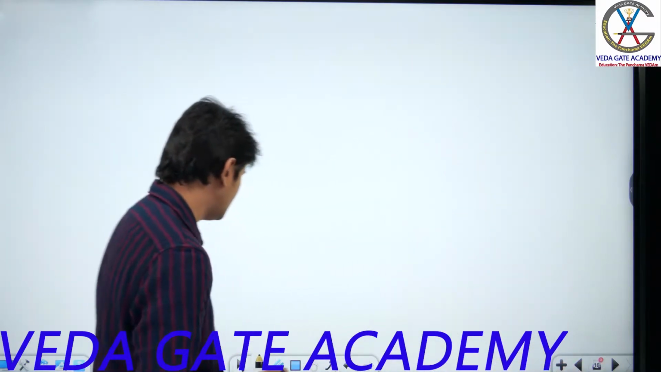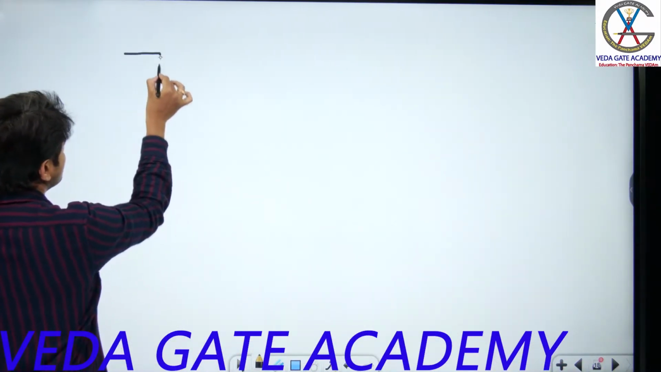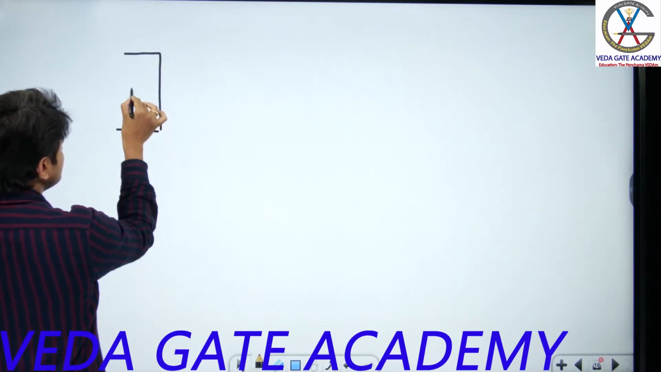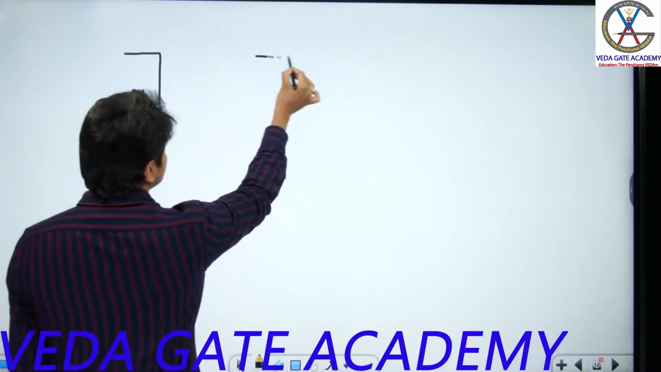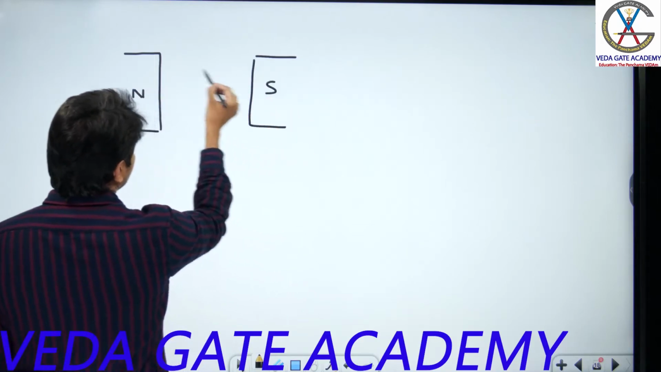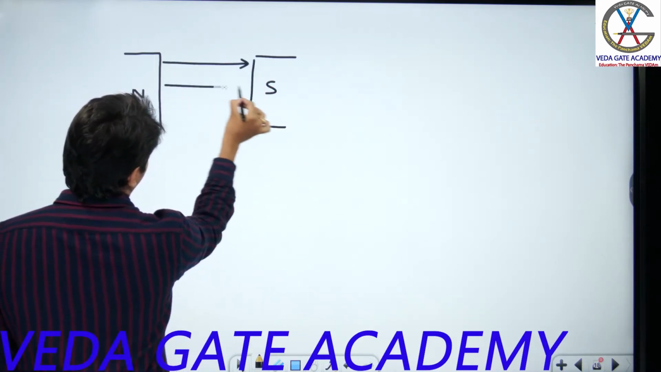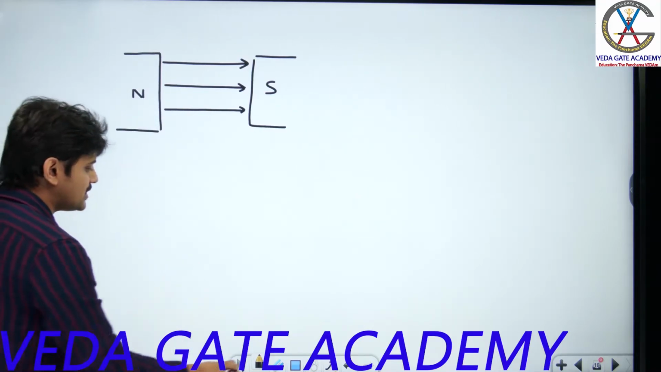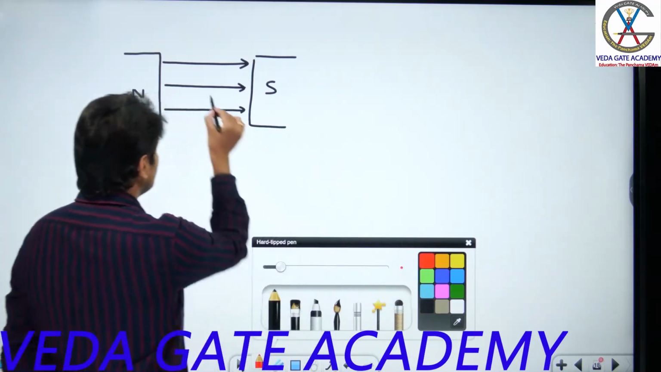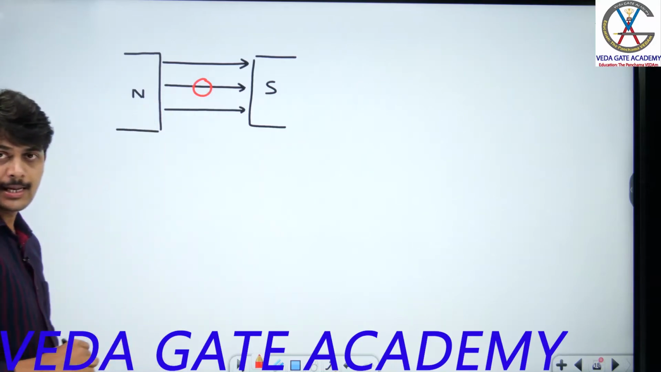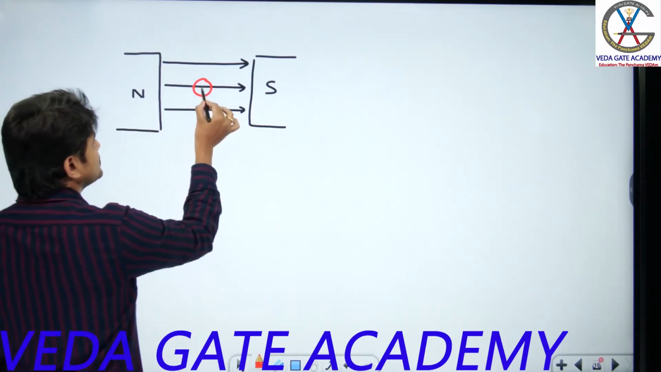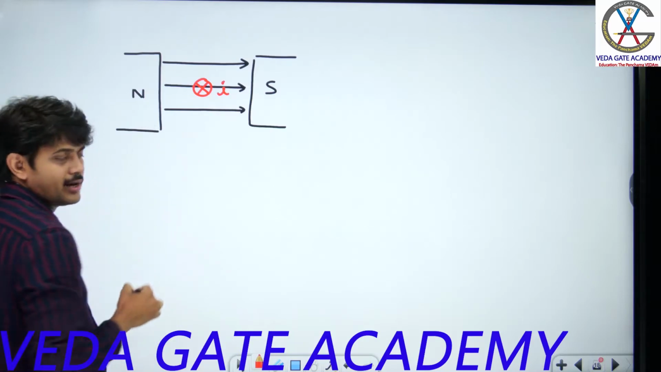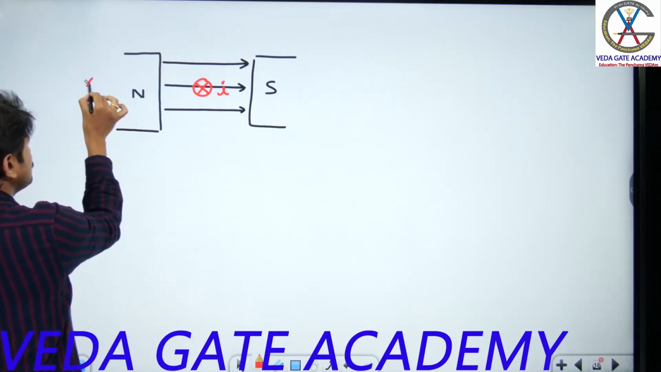Let us consider I have magnetic poles. Let us assume this is my north pole and this is my south pole. As we know, my flux will flow from north to south outside the magnet. Now I am going to place a conductor here, and I will allow some current through this conductor. Here I am showing the current flowing through the conductor is into the plane.